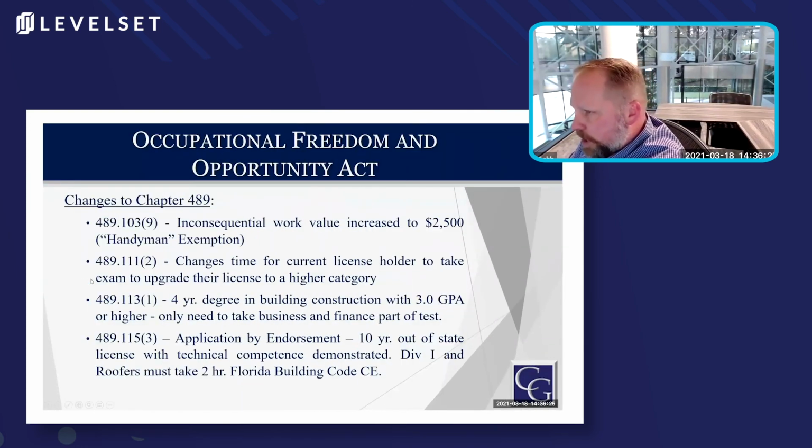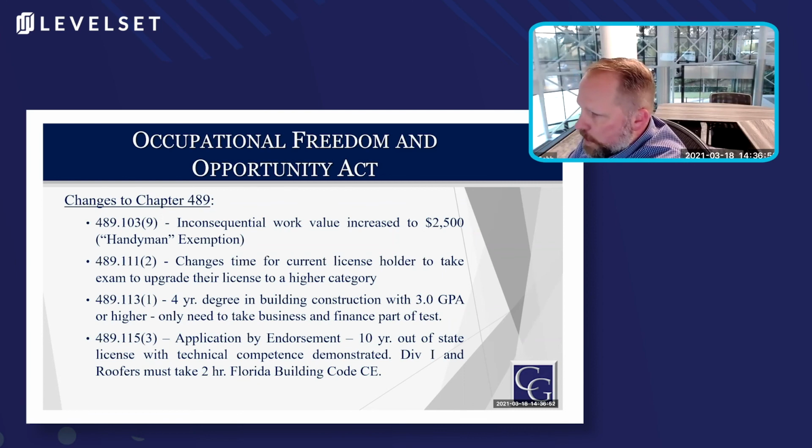Chapter 489 was changed. The inconsequential work, otherwise known as the handyman exception, the amount of the work value was increased to $2,500. It used to be $1,000, and that inconsequential work value has increased to $2,500. Changes for the time to upgrade your license have been relaxed.